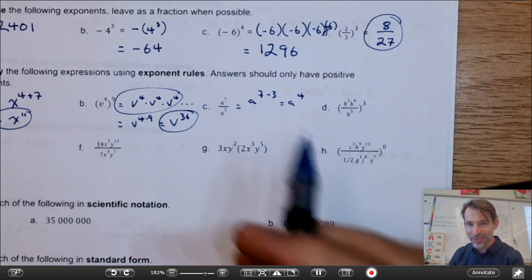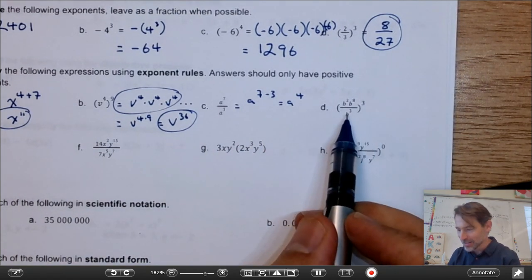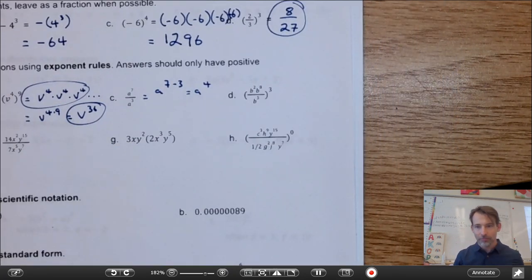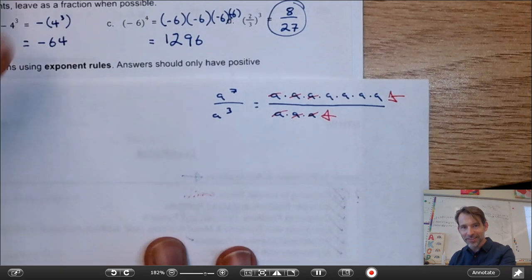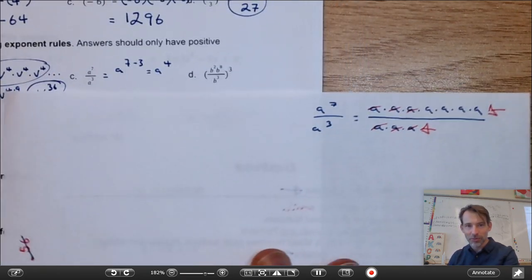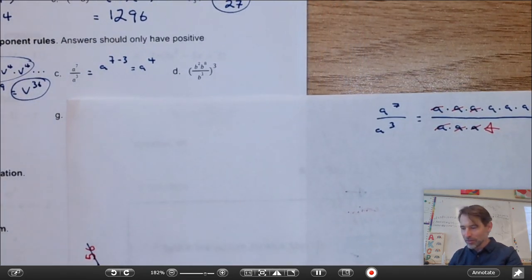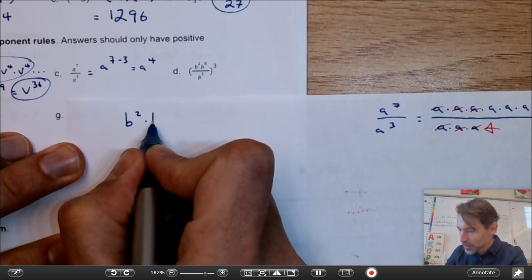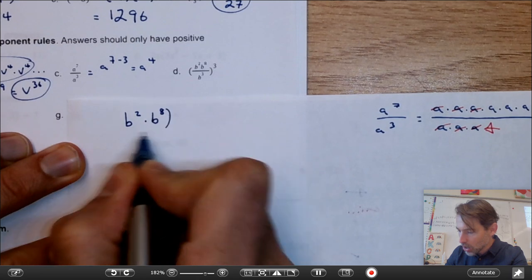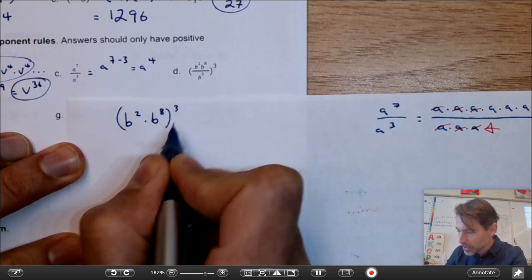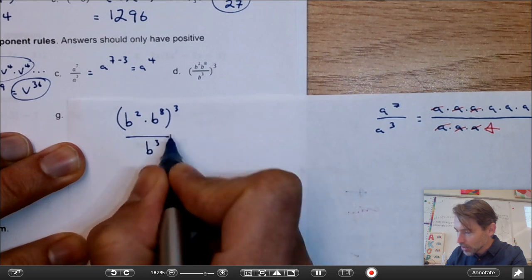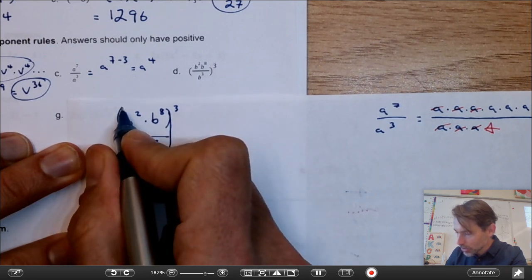Let's go. All right. This one. Oh my goodness. It's all the rules at once. Well, let's not rush. Take our time. So we'll write it out this way. B to the 2 times b to the 8, all raised to the power 3, divided by b to the 3. Oh, but wait, sorry, those brackets go all the way around.